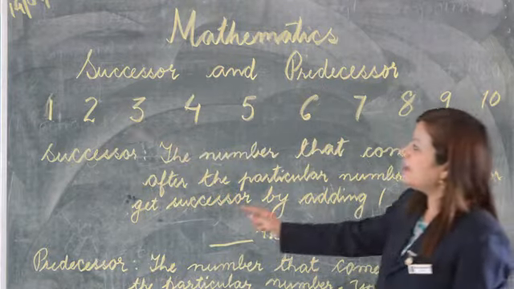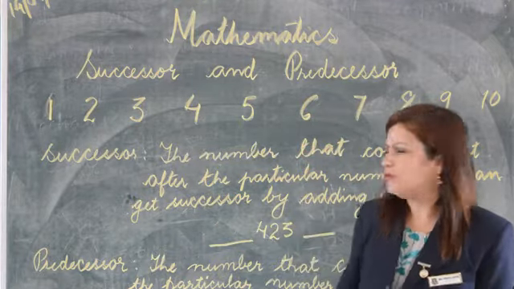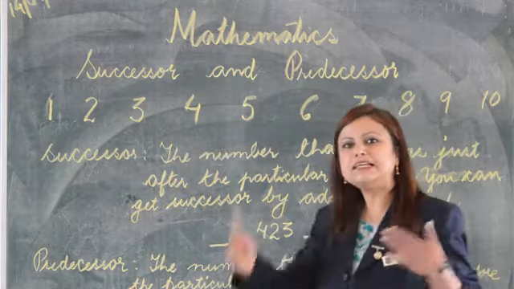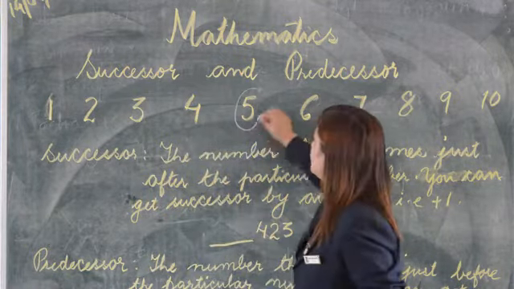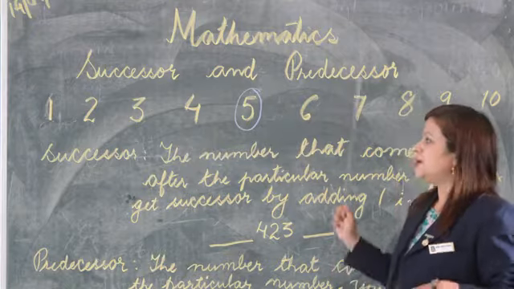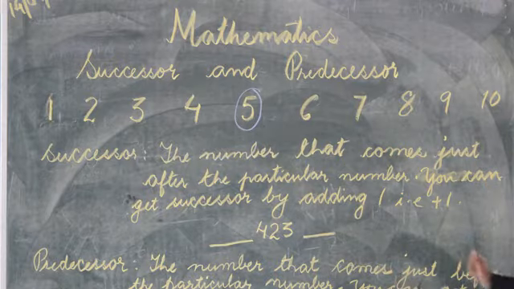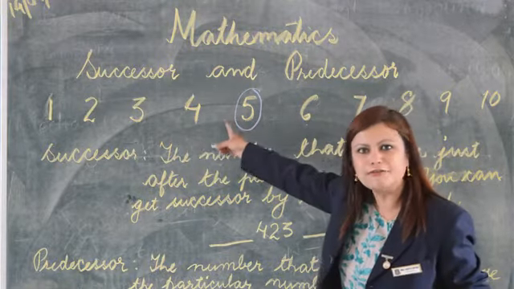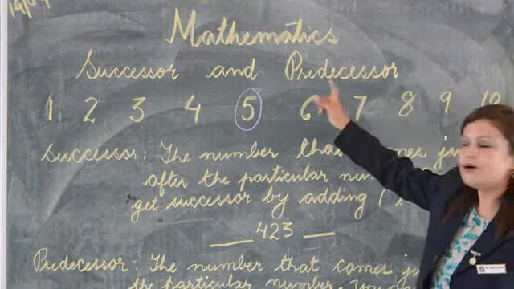Alright? So we cannot just say it is a sequence of numbers. These are the numbers we use in mathematics. We cannot just say randomly 1, 3, 5 like that. No, the number that comes immediately after a particular number. Suppose let us consider this number 5. Which number comes after 5? 6. So, now children, what is successor? The number that comes just after the particular number is called successor. Now, 6 is the successor of number 5. What is the successor of number 5? 6. Okay? Likewise, 7 is the successor of 6.